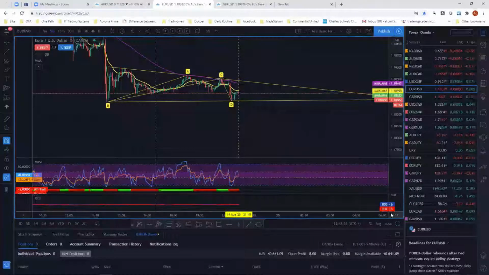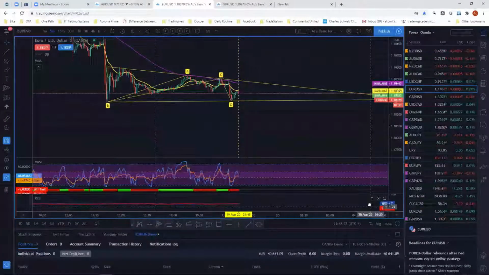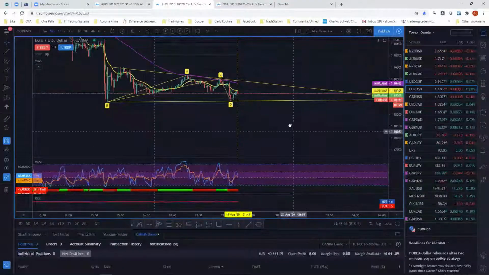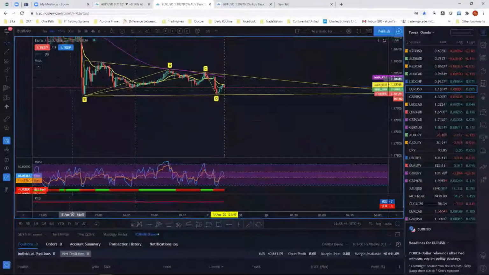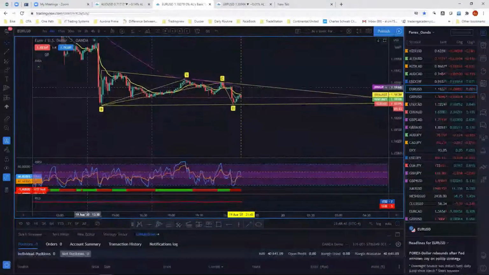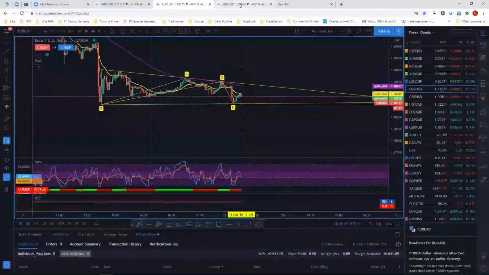Euro is, right now they're both kind of strong. Dollar's a little bit stronger than the euro. Could see this break into the downside. It's already had a nice big down move. Let's go back to our British pound.